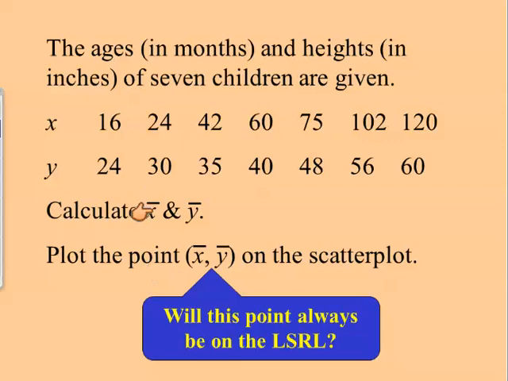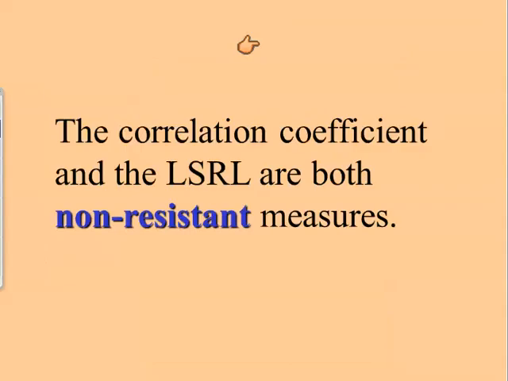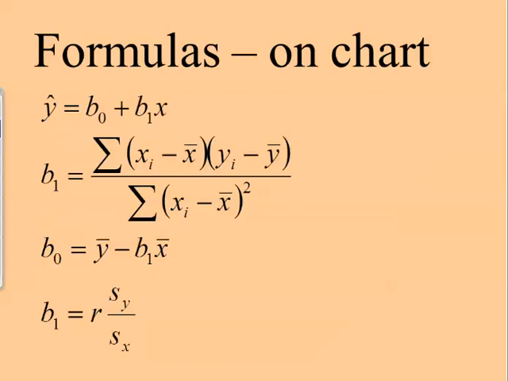Question. What about the mean of both the x's and the y's? The mean of the x values here and the mean of the y values here will always be a point on that least squares regression line. It will be on it, okay? And you can use that as a kind of pivot point to see if the line works if you twisted it a little bit. The correlation coefficient and the LSR are both non-resistant measures. That means they change a whole lot, okay?